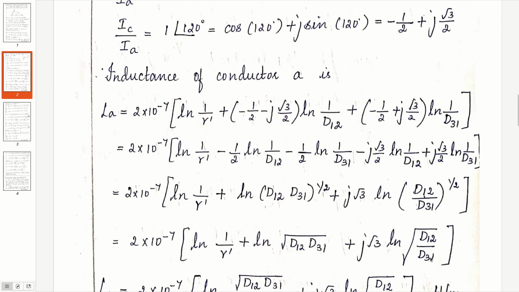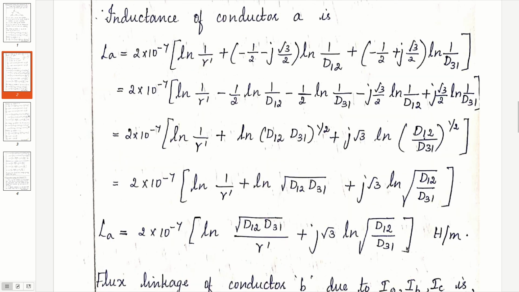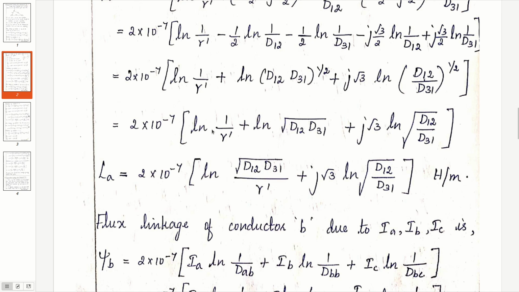Now again, 1 by 2 we have written as square root; both are one and the same. So 2 into 10 to the power minus 7 ln 1 by r dash plus ln root of d12 d31 plus j root 3 ln square root of d12 d31. Now these two terms are combined: ln of square root of d12 d31 divided by r dash. So this is the inductance of conductor A.